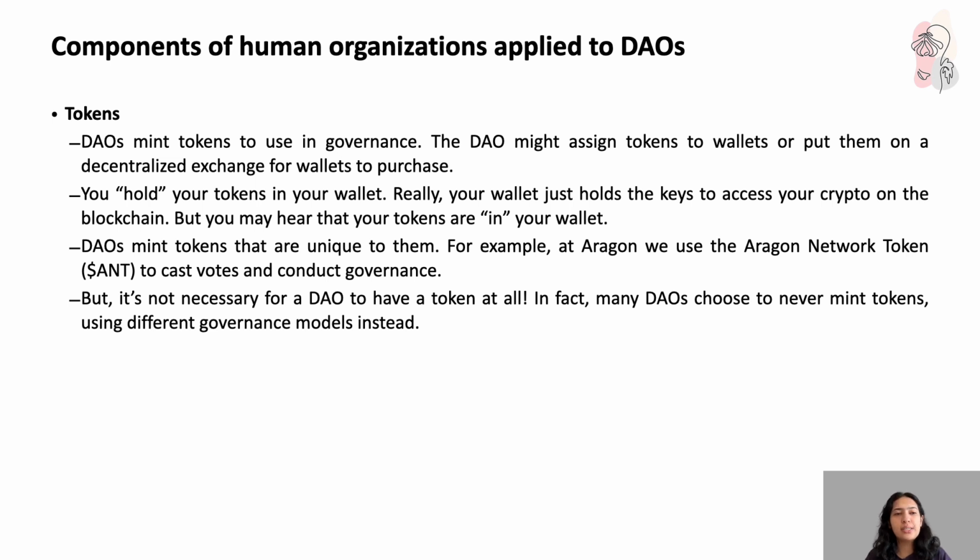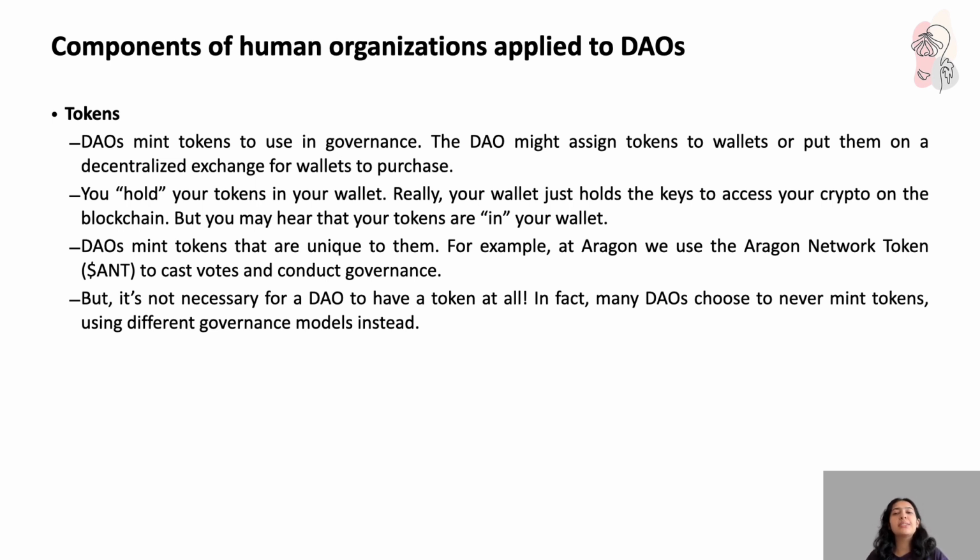When I talk about tokens, DAOs mint tokens to use in governance. The DAO might assign tokens to wallets or put them on a decentralized exchange for wallets to purchase. Right? You hold your tokens in your wallet, but actually your wallet just holds the key to access your crypto on the blockchain. Crypto is on chain. So your wallet just holds the keys to access your crypto on the blockchain, to make a claim that these are my cryptos. But you may hear that your tokens are in your wallet, and it's perfectly fine to hear that as well, because that is how people have started talking about it.